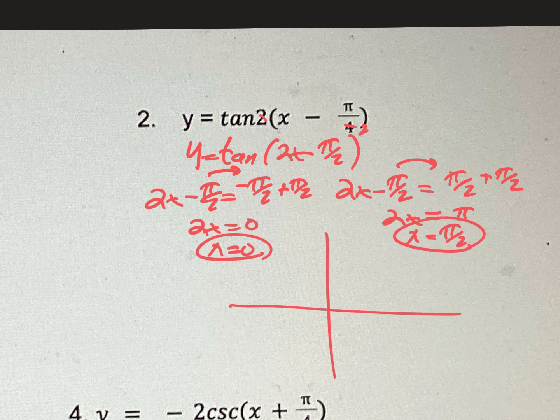Now the good thing about tangent, that's legit what you do. One of my asymptotes is at 0, the other one is at pi over 2. Those are the actual asymptotes. So the asymptote goes right through there. Tangent always crosses the x-axis halfway between the asymptotes. If I go halfway this way, I'm going to go up 1. Halfway that way, I'm going to go down negative 1. I'm going to connect the dots, and there's tangent.